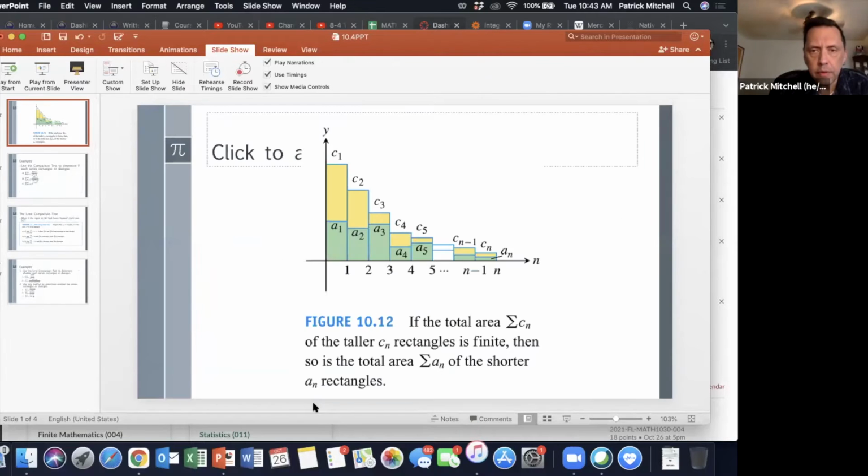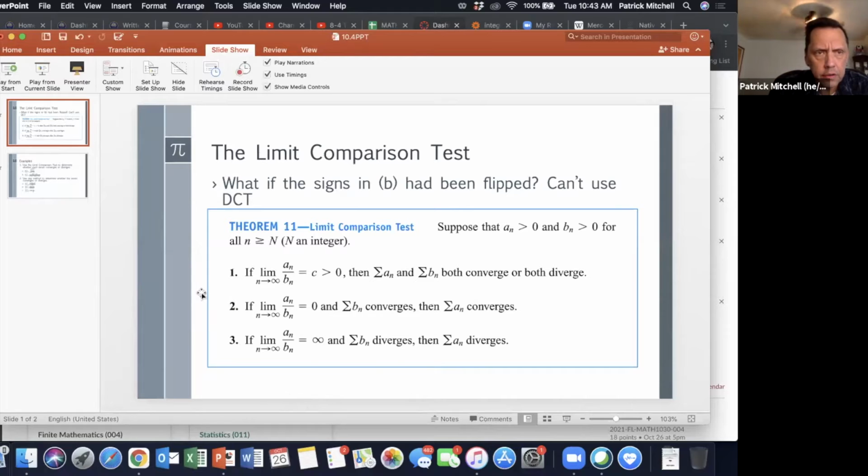whoops, sorry, I'm in the wrong place here. Darn it. Oh my gosh, the limit comparison test.